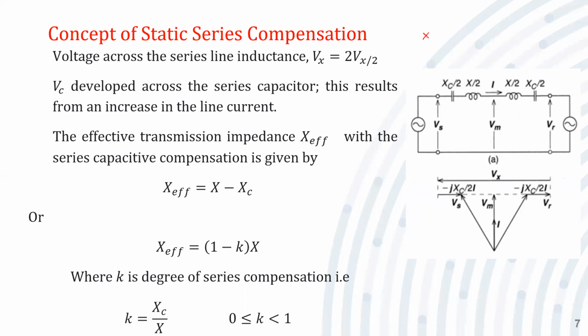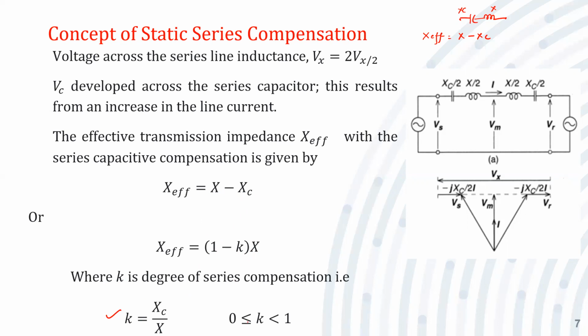The effective reactance, X effective, is nothing but the two reactances. This is one reactance, Xc, the second reactance, X. So what is the total effective reactance? It is the inductive reactance minus the capacitive reactance. And this effective reactance, taking X as common, is 1 minus K into X, where K is equal to Xc upon X.